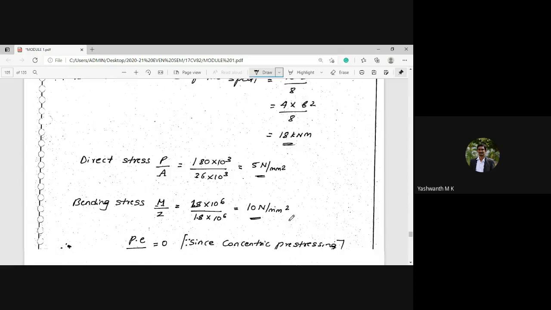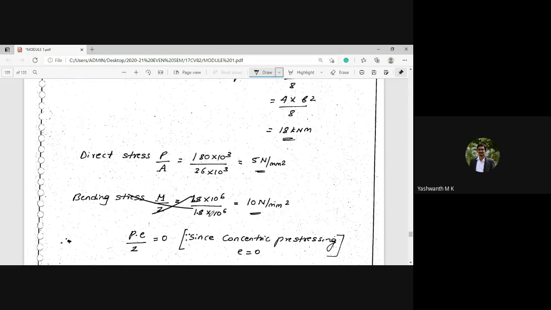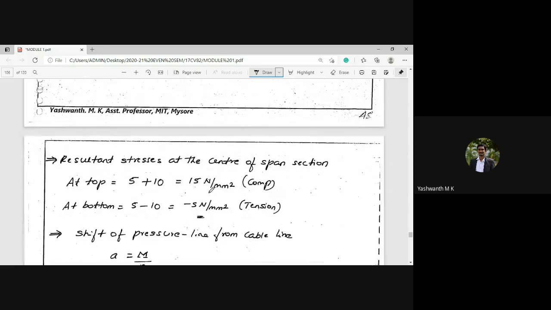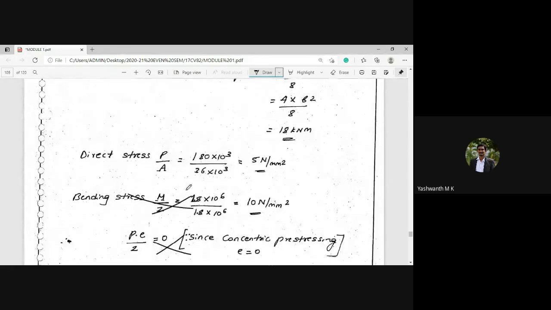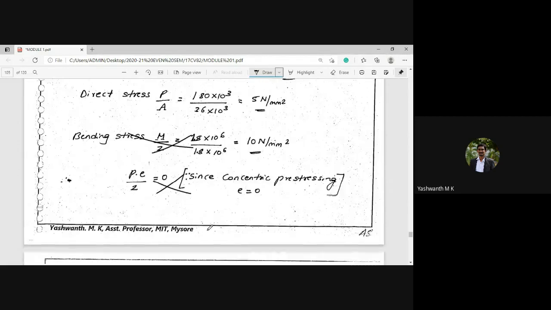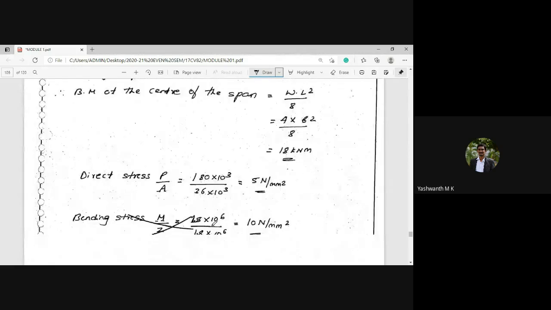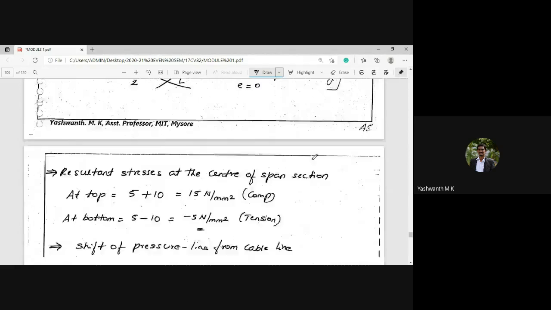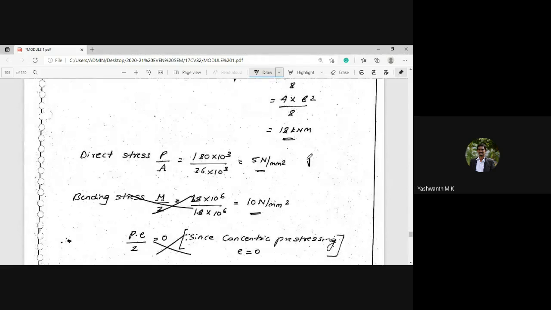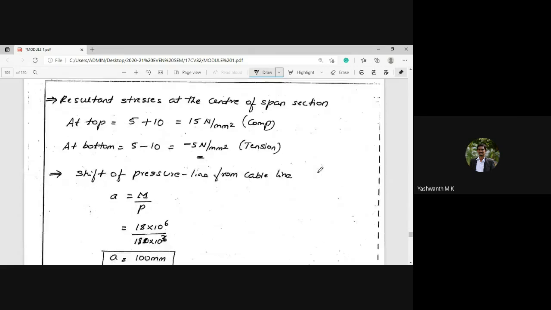Next, no need of this, and no need of this, because these things are required in the stress concept. Now, after calculating P by A, we want the value of P dash by Z, which we are going to calculate later, because we need to calculate the stresses at bottom and top. We need to calculate this e dash distance. How to calculate that? Let us go ahead.